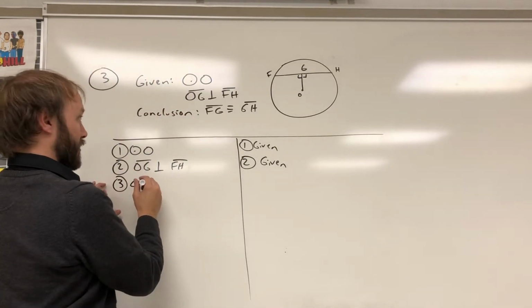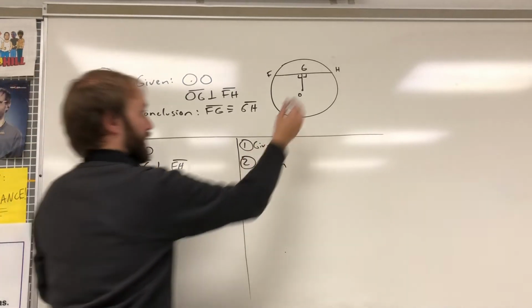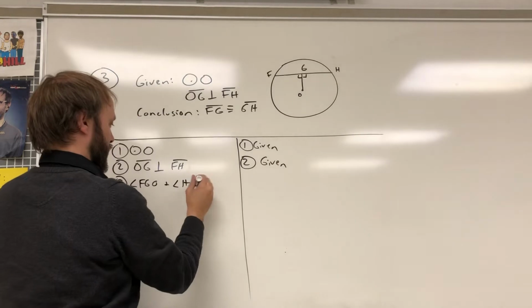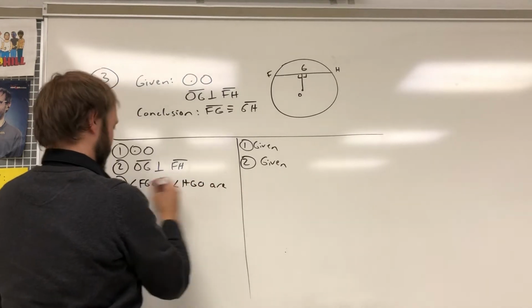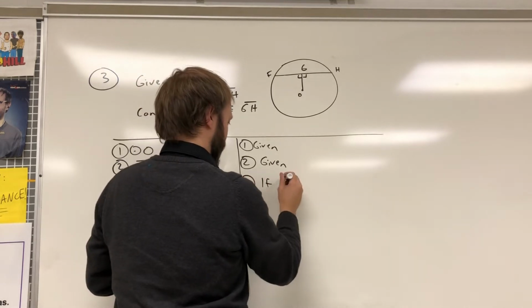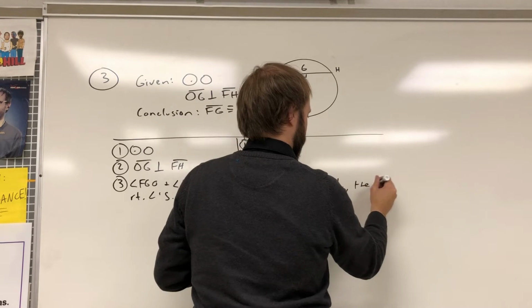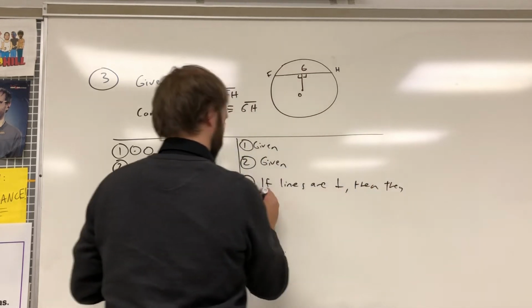I can say that angle FGO and angle HGO are right angles. And of course my reason there is just that if lines are perpendicular, then they intersect at a right angle.